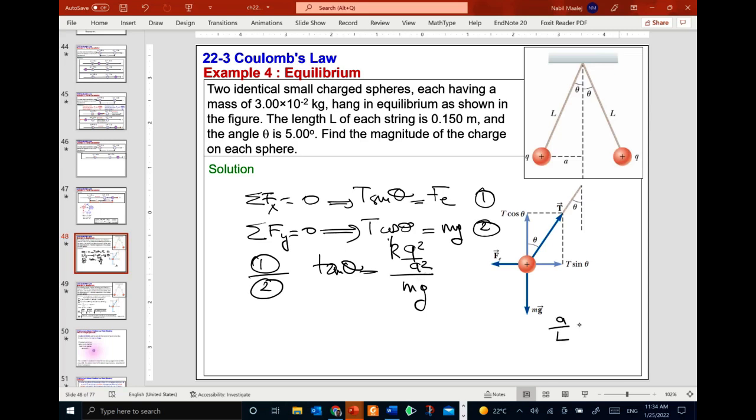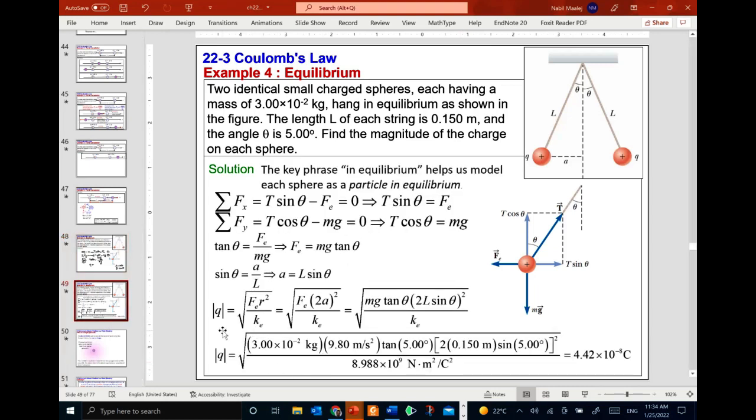A over L is equal to sine of theta, so we can write A is just L sine theta, and replace it here, and we can solve for Q. Let me go to the solution to save some time. When you solve for Q, you find that it's equal to mg tangent theta times 2a squared, where a is L sine theta, divided by k, and you find that the charge is equal to 4.42 times 10 to the minus 8 coulomb. I know we were interrupted, but this is basically simply applying Newton's laws for the case of equilibrium.